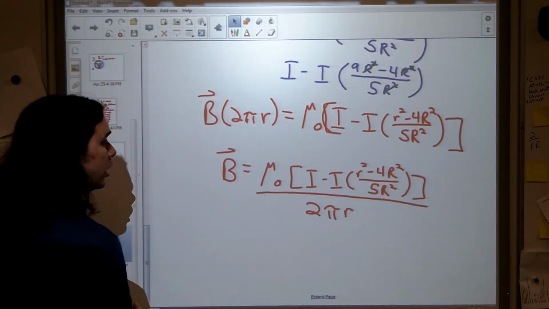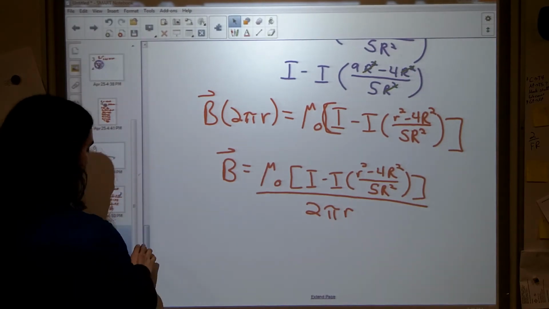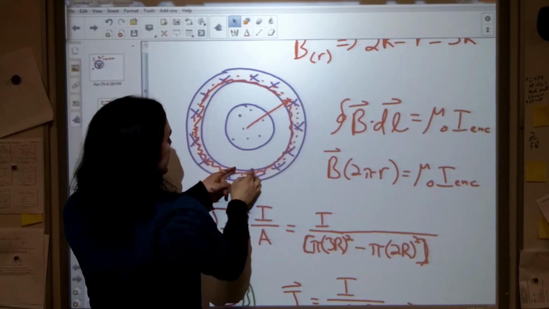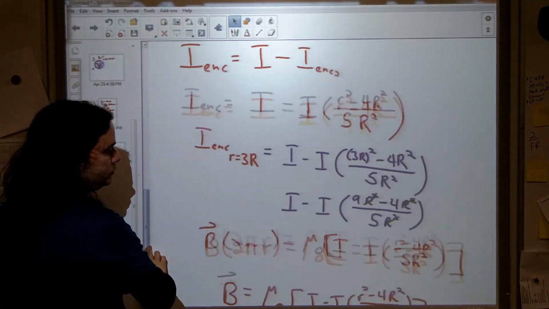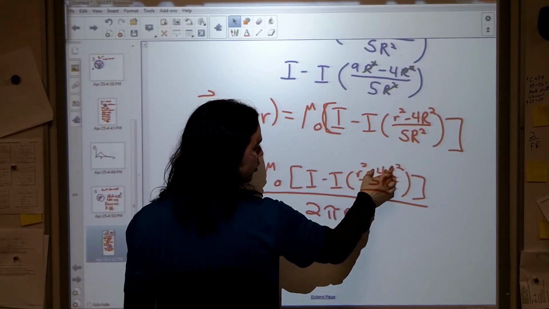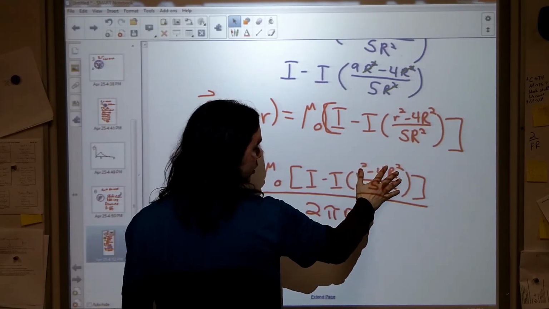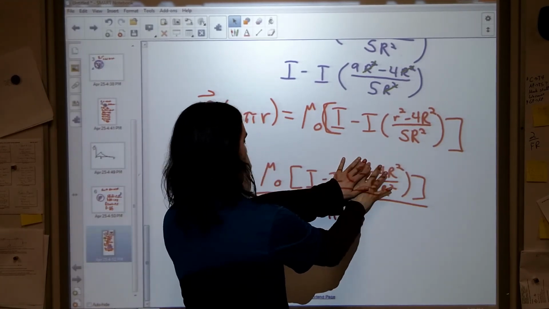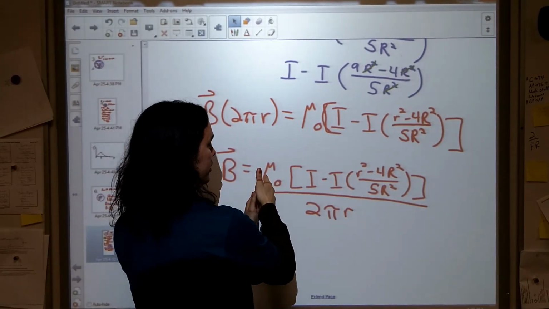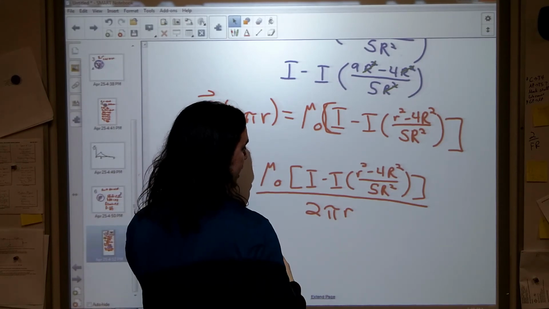If we check that r is equal to 2R, for instance, let's try the inner edge. So if little r is right at the inside edge, 2R, we could put in 2R in here. That would become 4R squared minus 4R squared, that's 0. I times 0 is 0, and we would just have what we found in that region before, that it would be mu naught times I divided by 2 pi r.